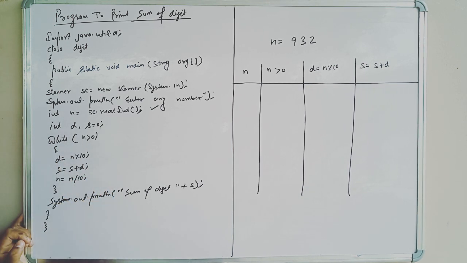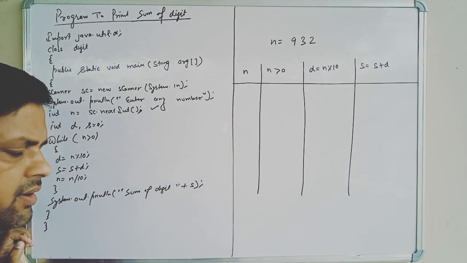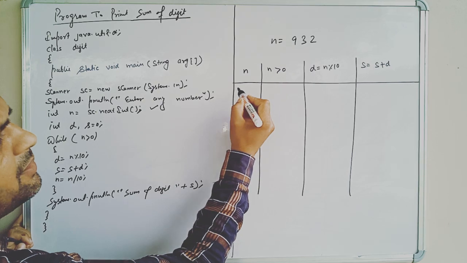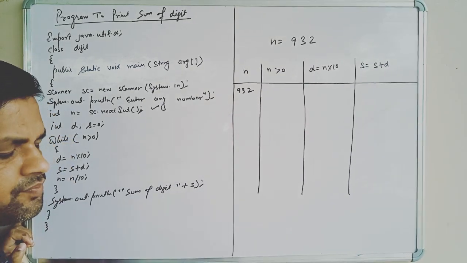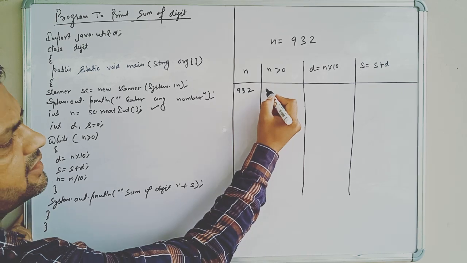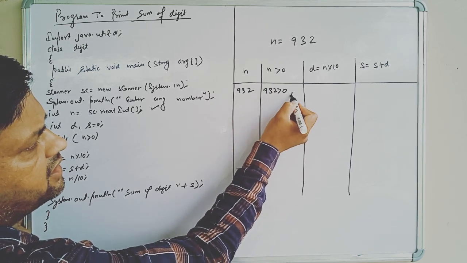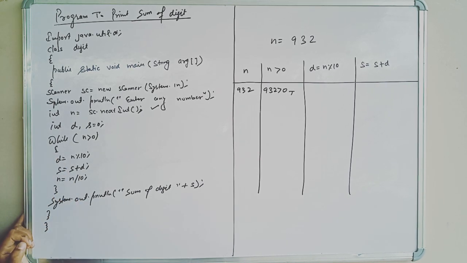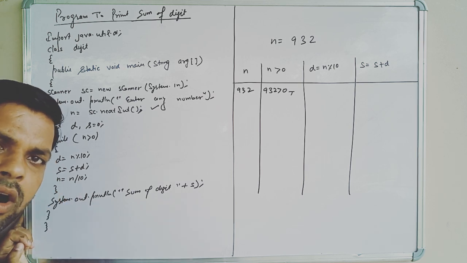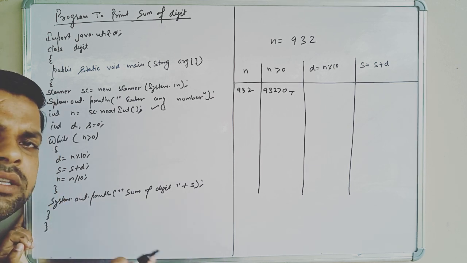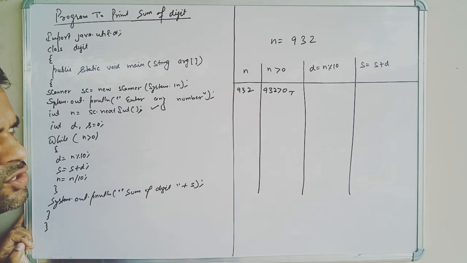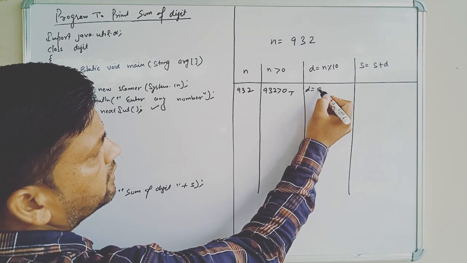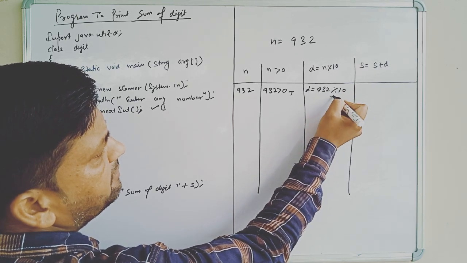Now again condition, I have written the dry run table also for the same program. N is not equal to 0. Now suppose I am taking n as 932. So how will this condition be checked? 932 greater than 0. Condition true. If it is true, next statement will be executed. So what will be the value of d in this case? N mod 10. N mod 10 means 932 mod 10. So 932 mod 10 means you will get the last digit. So what is the last digit? 2. So d equal to 932 mod 10, which is equal to 2.